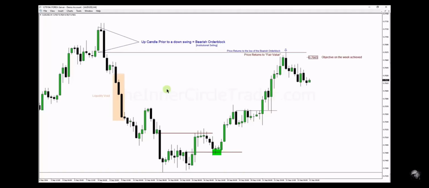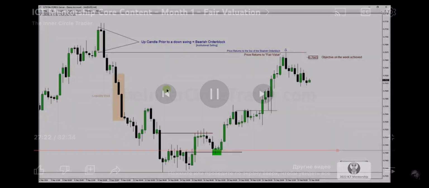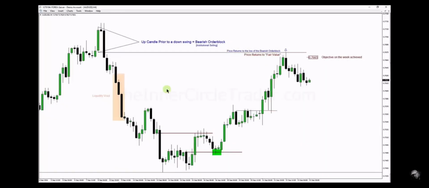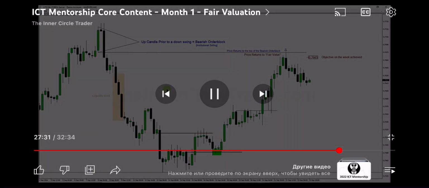Discount: below equilibrium in the lower ends of the range, that's a discount market. That's an area at which the market makers can buy or look to cover their short positions.